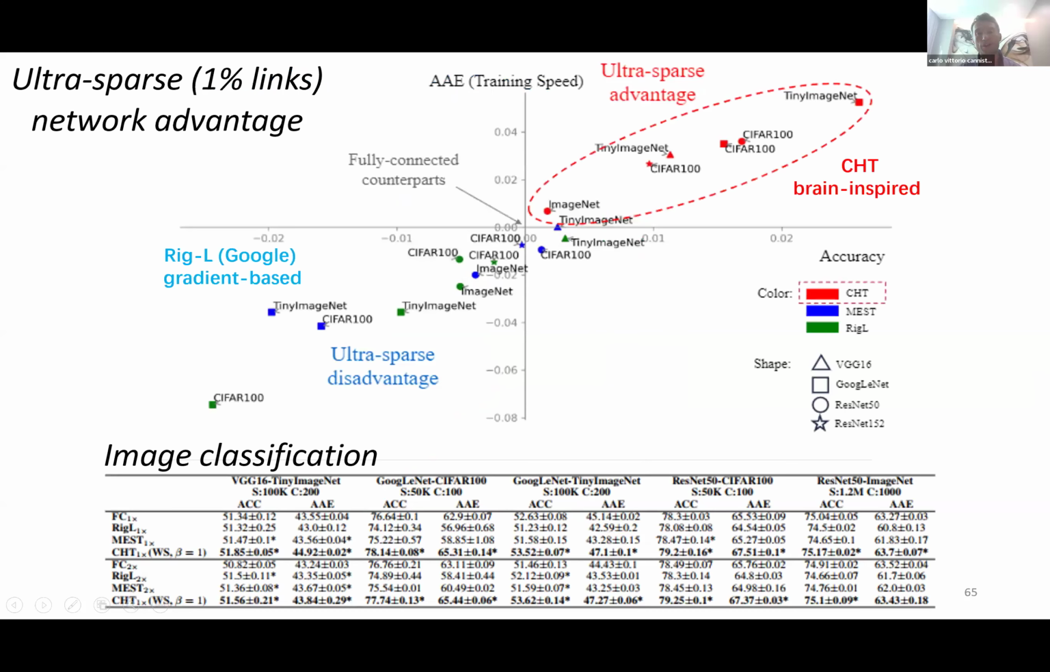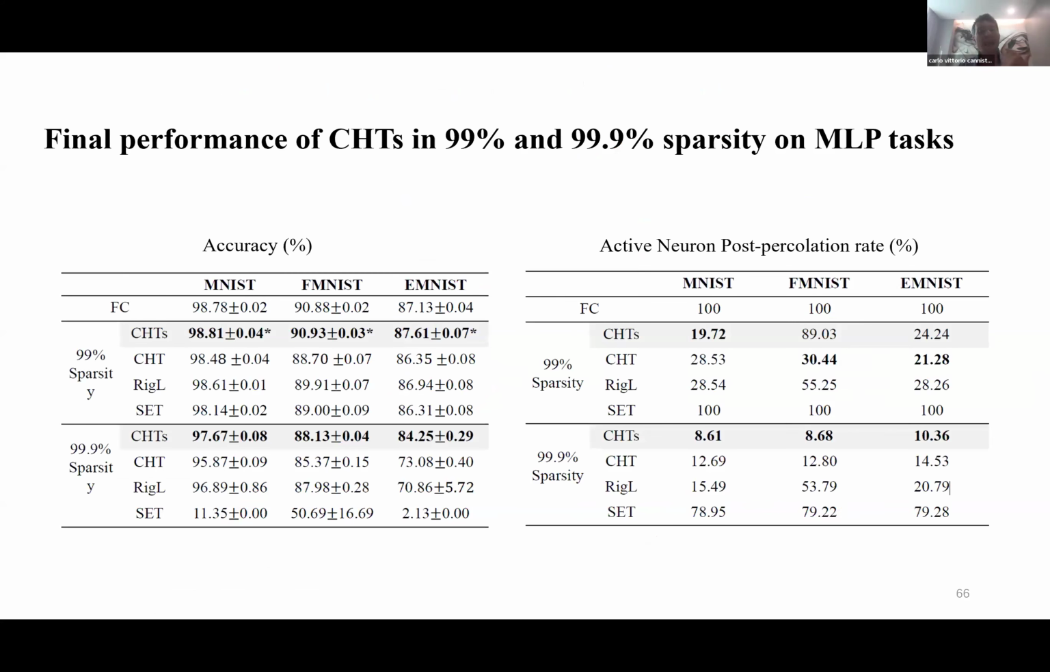And this is an example in the article in which we show that it does not matter the type of data set or connectivity that we use. We go in ultra sparse advantage with 1% links, where 0,0 is the performance of a fully connected network. There is a correlation of video accuracy and improvement in training speed, but only CHT does it. If you use RigL of Google or MEST, you are in the zone of ultra sparse disadvantage. You cannot reach performance higher than fully connected. And here we show that we can perform even with 99.9 sparsity on MLP.